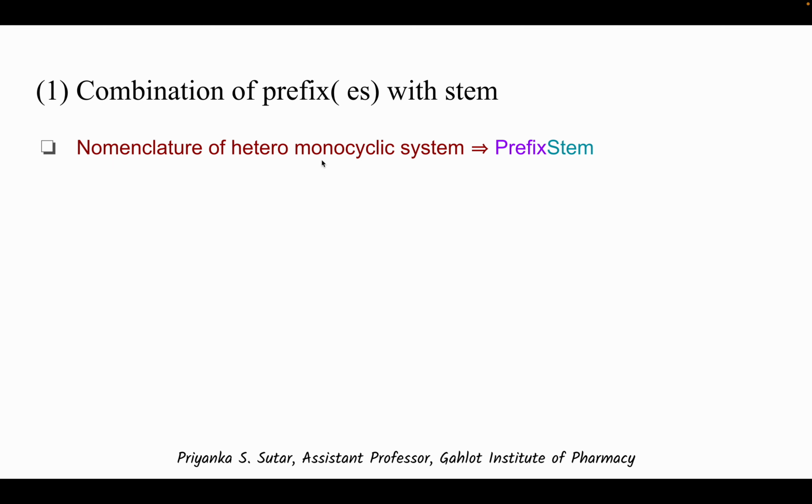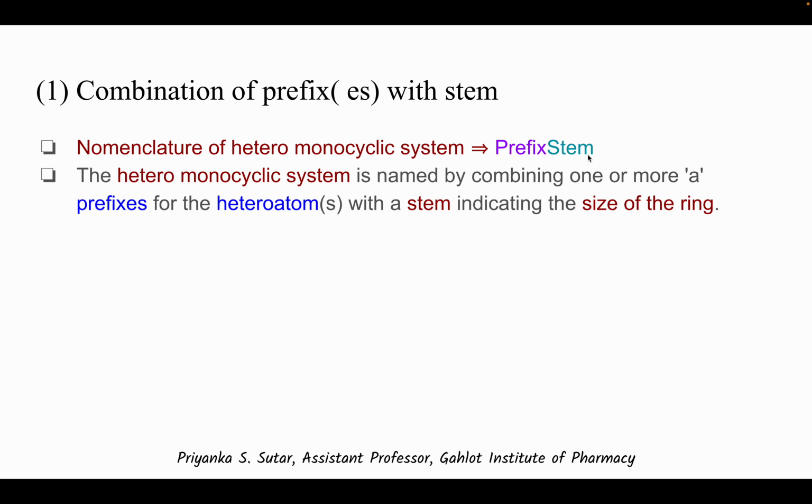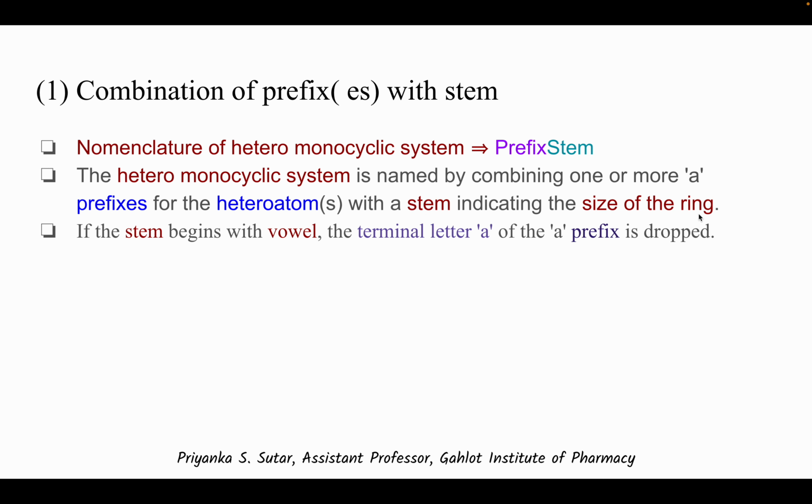The nomenclature of this system which we are learning is applicable to monocyclic systems, and the name consists of 2 parts. The first part is a prefix and the second part is a stem. The prefix indicates the heteroatom, whereas the stem part indicates the size of the ring.